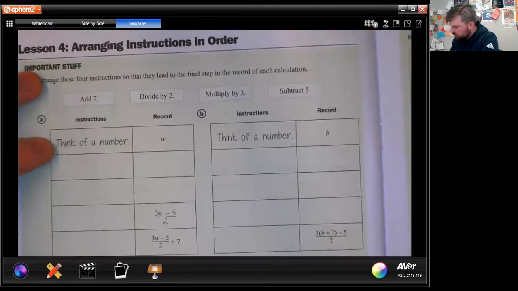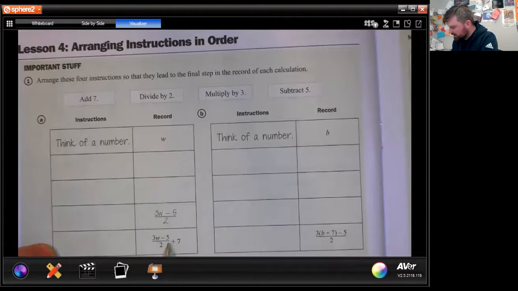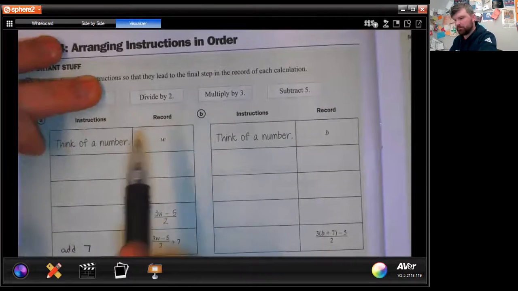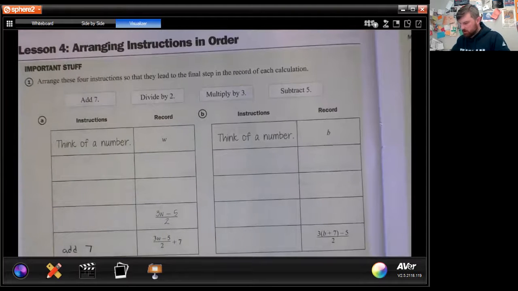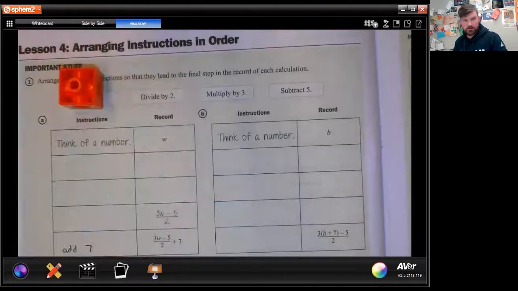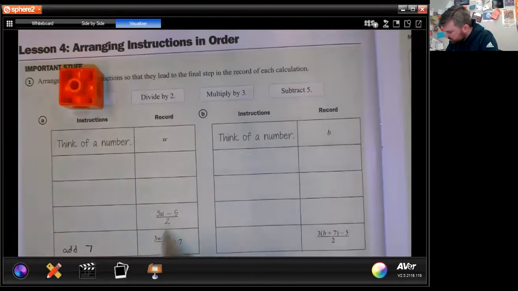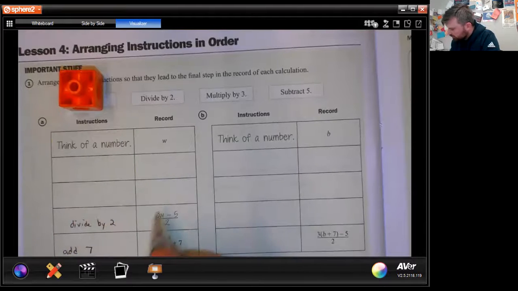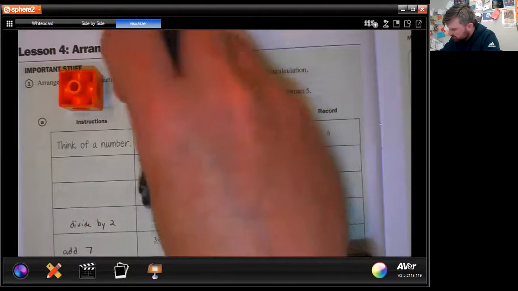Okay, so we can work backwards here. It looks like the last thing they did here was add 7, which was right here. So we got that one out of the way. Let me just put a block there on that so that we don't see it. And then here it looks like they divided by 2 because they're doing it to the whole thing. So divide by 2, we got that one out of the way.